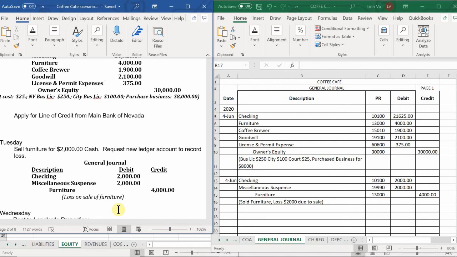Okay. So now that we have this, right, let's go ahead and put it into the ledger. And then there's another thing that we have to do.